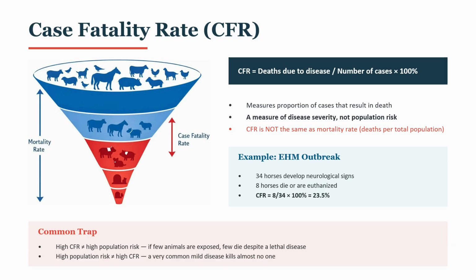During the COVID-19 pandemic, this confusion played out publicly and consequentially. Early CFR estimates based on confirmed cases dramatically overestimated population risk because many mild cases were never confirmed. The same trap exists in veterinary outbreak reports.